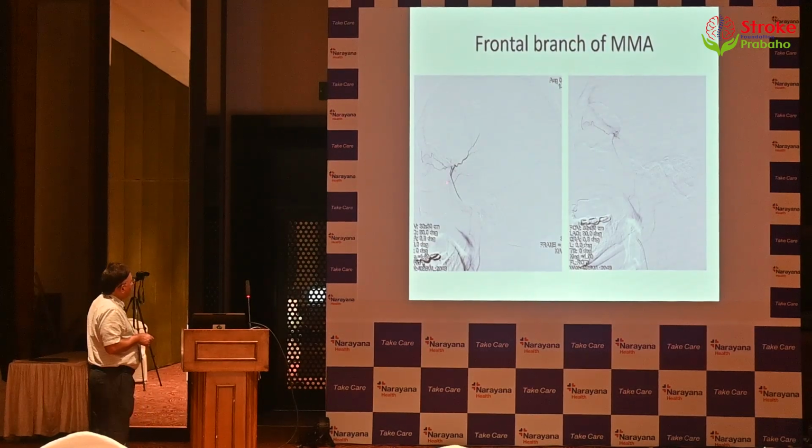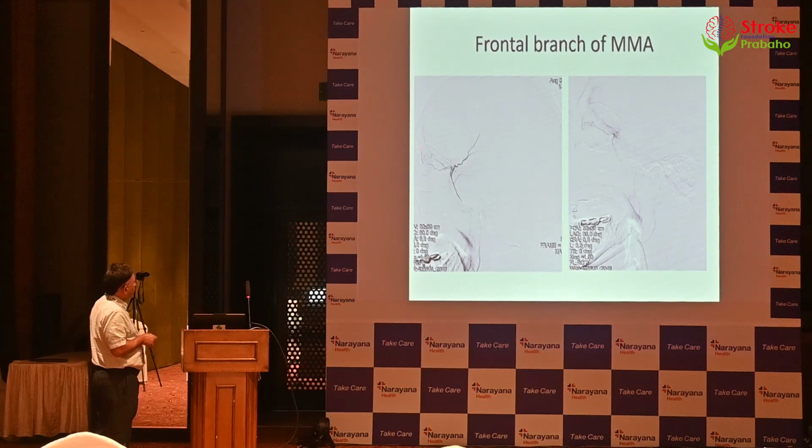When we advanced the catheter, we found there is a falcine artery going to the falx, and these are the other branches. There's some blush here.